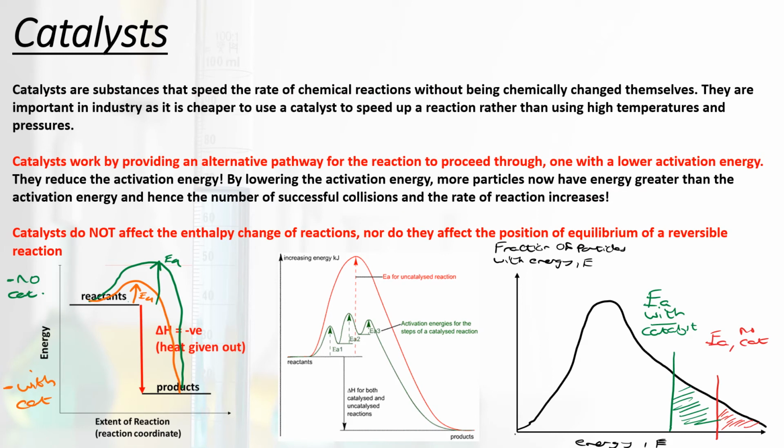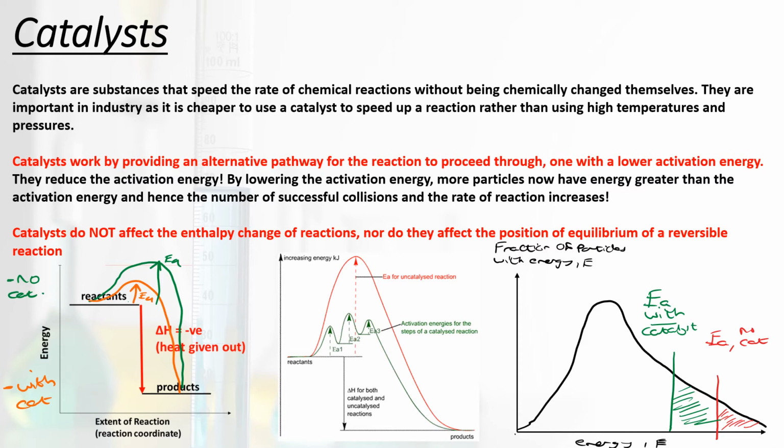That then brings us on to catalysts. So we talked earlier that catalysts are substances that speed up the rate of a chemical reaction without being chemically changed themselves. And they're really important in industry because it's cheaper to use a catalyst to speed up a reaction rather than using high temperatures and pressures.